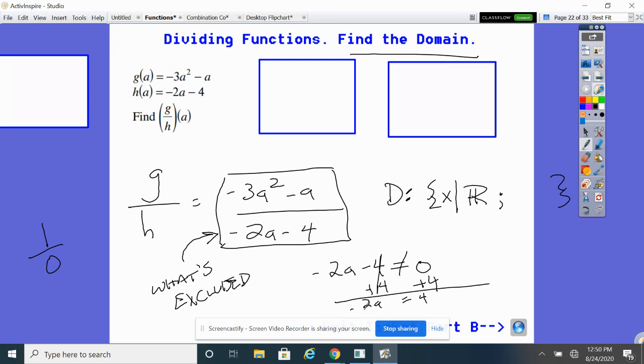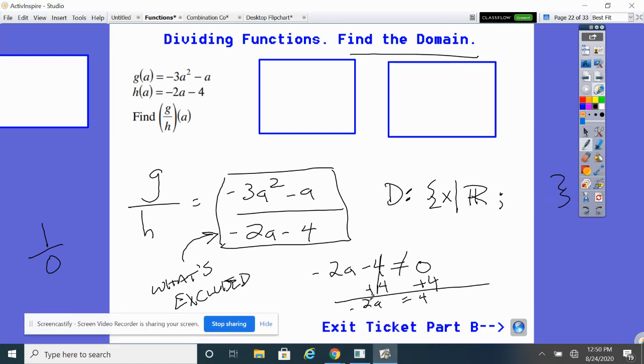Remember, two things next to each other means multiply. So the opposite of multiplication is division. I'm going to go ahead and divide by -2 to get the a by itself. The -2's cancel. That leaves us with a cannot be equal to 4 divided by -2, which is -2. So the only thing we can't have on the bottom is -2. Whoops, our variable is a, not x. So it can be all real numbers, except a is not allowed to be -2, because -2 times -2 is +4, and +4 minus 4 would give us 0 on the bottom.